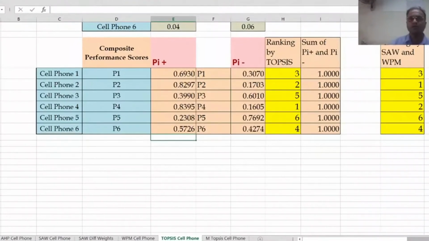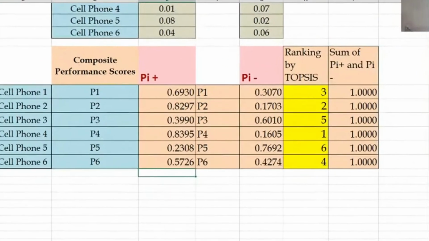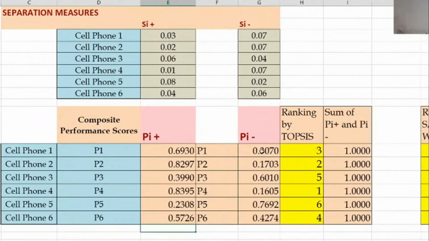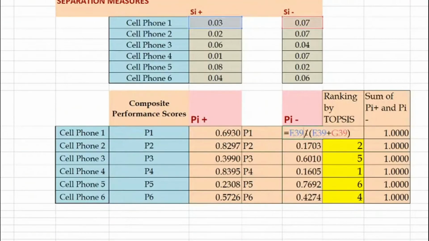For PI minus there is slight change in the formula. We see for PI minus here it is SI plus. So first of all at the numerator we have to take SI plus value, and at the denominator we have to take addition of these two. Okay, here we see say third value, this value divided by 0.06 upon 0.04. So this way we get all the composite performance scores using this formula.